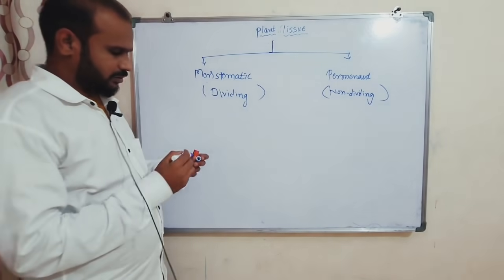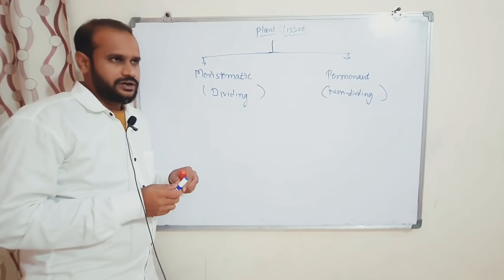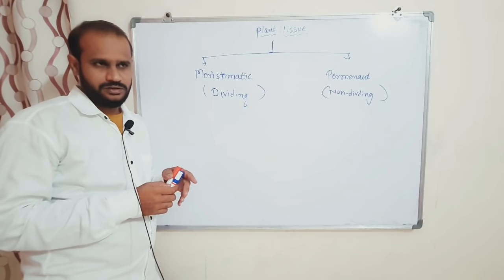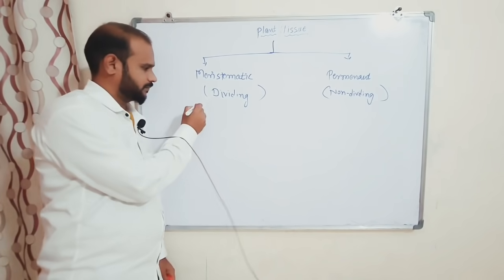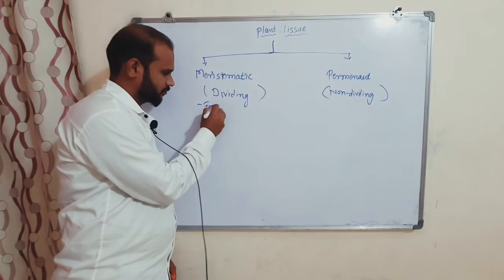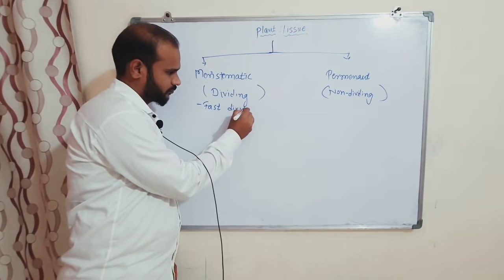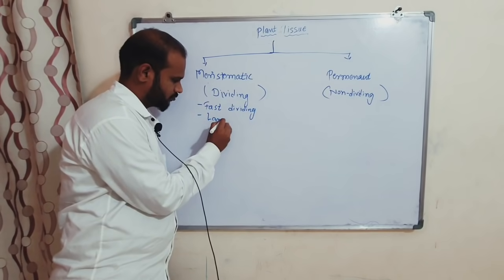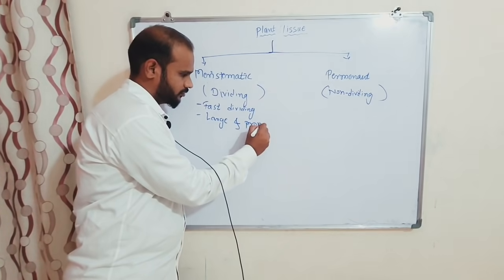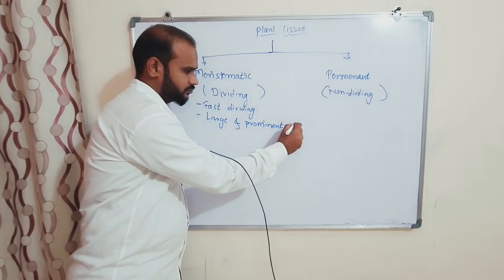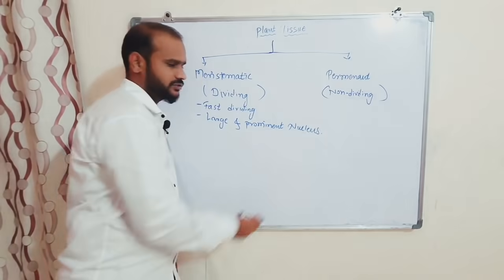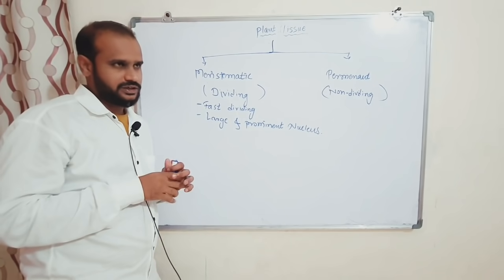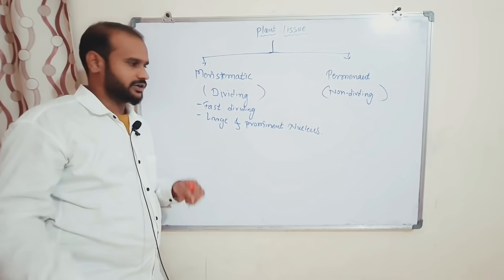Meristematic tissue is again divided into three types, but before the division we'll see the properties of meristematic tissue. First, they are fast dividing cells or tissue. They have a large and prominent nucleus. What does large and prominent nucleus mean? Why do they require it? Because they are fast dividing, they require a large and prominent nucleus for fast dividing.